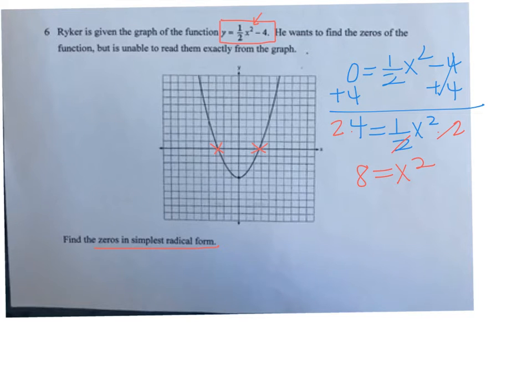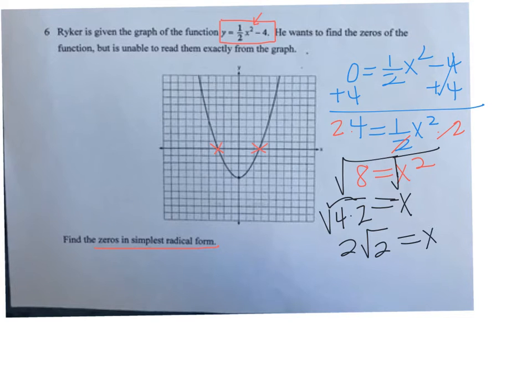Take the square root of both sides, because that's what you do to reverse the process of squaring a number. And this breaks down to 4 times 2. The square root of 4 is 2, and the other 2 stays under the radical. And it's plus or minus. I forgot to put that there, sorry. Okay, so we have 2 roots, 2 zeros, that is, same thing, plus or minus 2 radical 2.